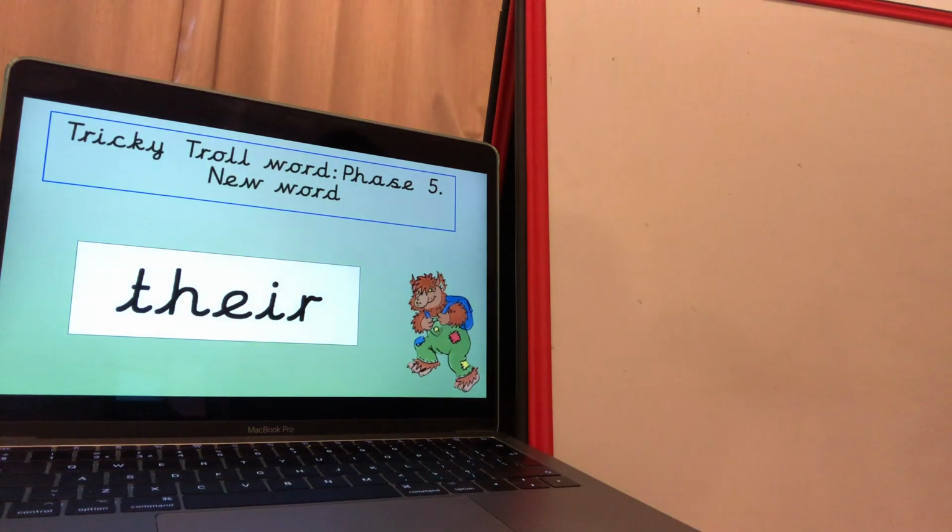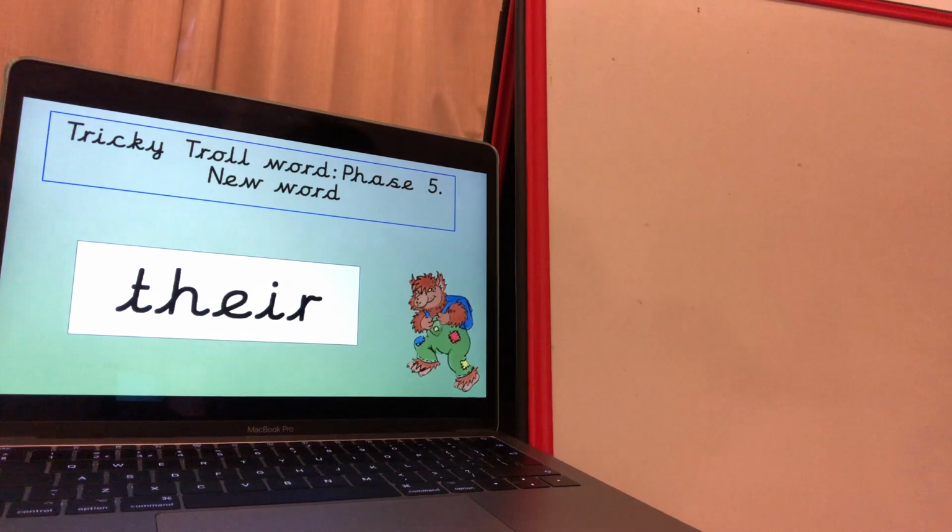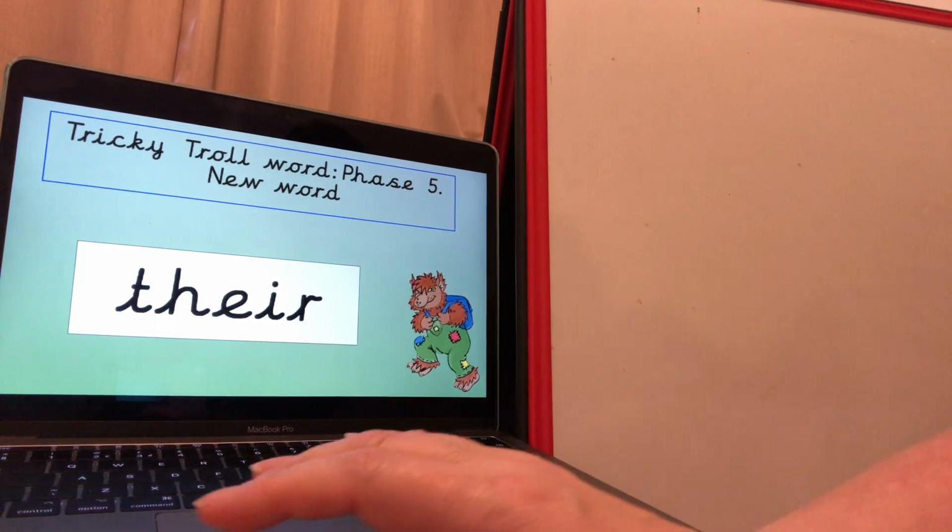Okay, so hopefully you wrote T-H-E-I-R. Now this spelling of there is not for when something is over there, it's for when something belongs to someone. So this is their books. These are their book bags. These are their PE kits, when things belong to people.